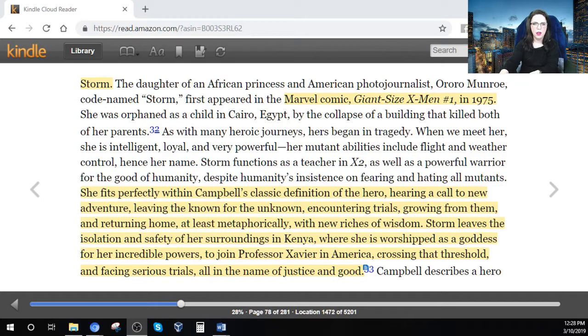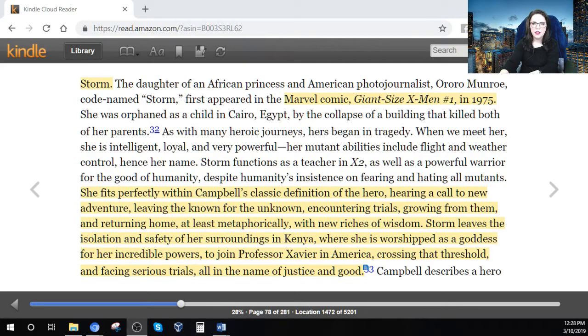And if you look on page 78, you will be able to see, as Housel says, she, being Storm, fits perfectly within Campbell's classic definition of the hero: hearing a call to a new adventure, leaving the known for the unknown. So that's the first phase. Encountering trials, that's the second phase. Growing from them and returning home, that's the third phase, at least metaphorically, with new riches of wisdom.